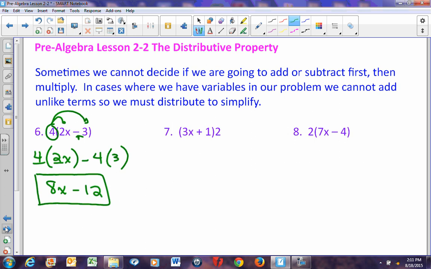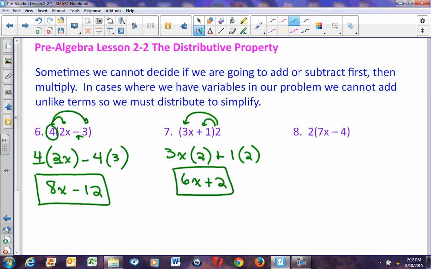They don't. Now, it doesn't matter if the number's on the outside of the parenthesis, on the right-hand side of it, or on the left-hand side of it. You're still going to distribute. So here, this problem here, I'm still going to distribute. I have 3x plus 1 parentheses 2. Okay? So I'm going to do 3x times 2 plus 1 times 2. It doesn't matter. Order doesn't matter, remember. 3x times 2 is 6x, and 1 times 2 is 2.